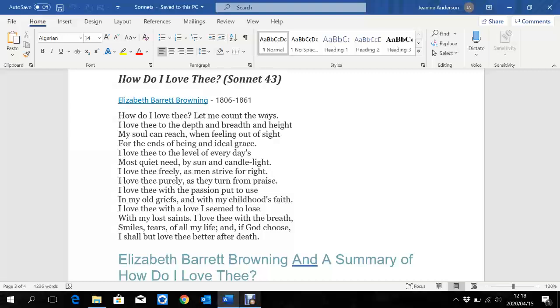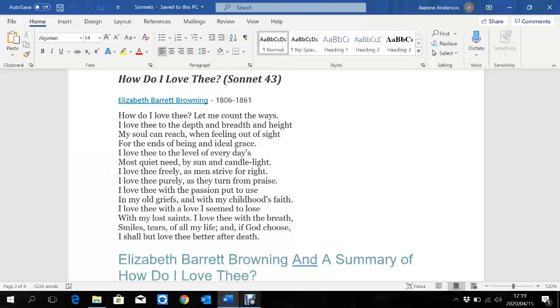So the first thing you are going to do is you are going to look at the last two lines. So let's see if the last two lines rhyme. Choose death. Does that rhyme? No, it does not. So therefore, it is not a Shakespearean sonnet, grade nines. It is a Petrarchan sonnet, an Italian sonnet.